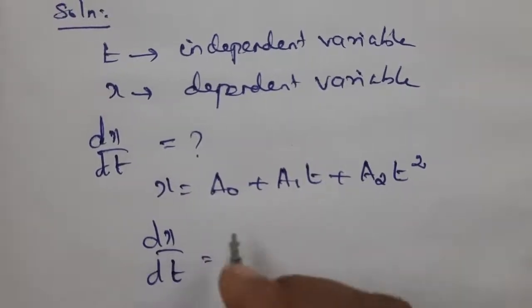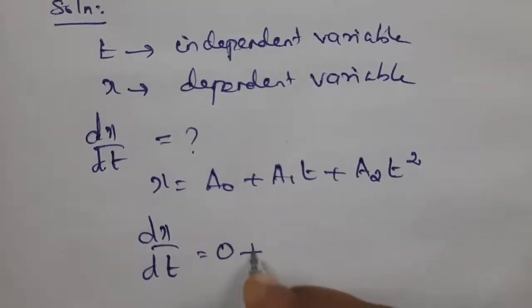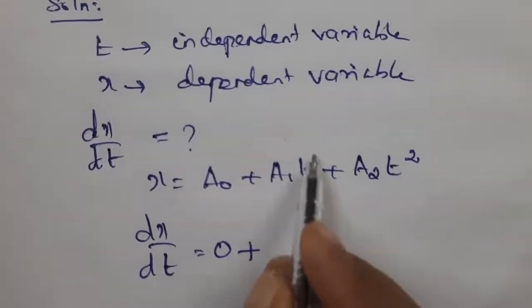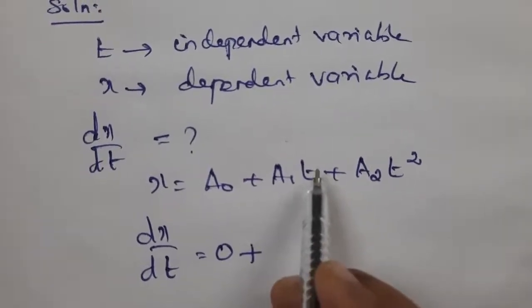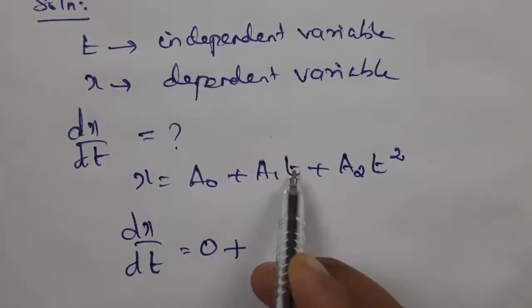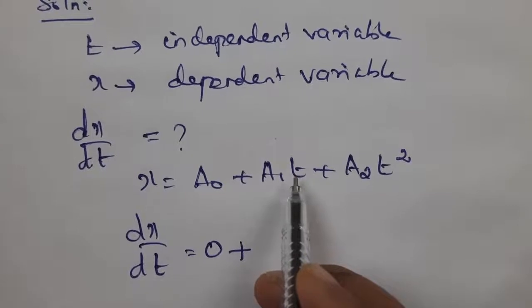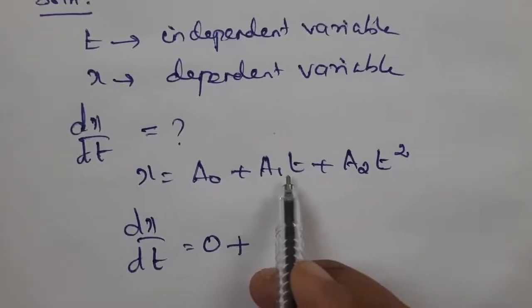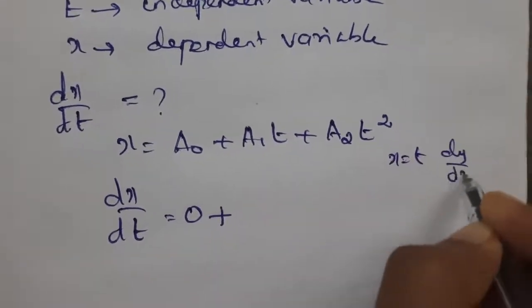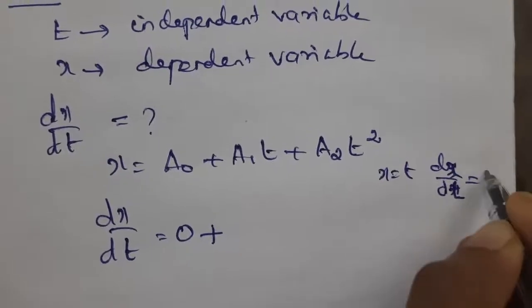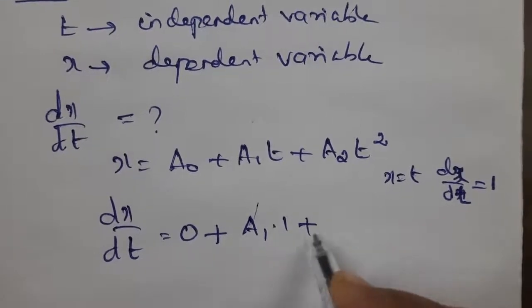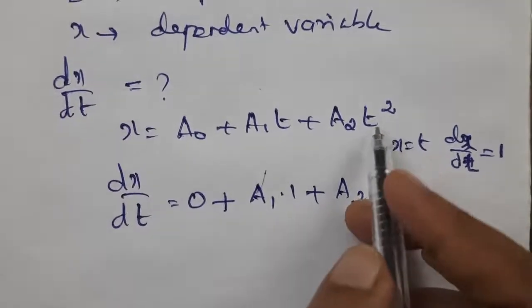So constant, when we are differentiating, we will get 0 plus a1 into t. Here t, the independent variable, is there, and a1 is the constant. So a1 into t. y equal to x means dy by dx is equal to 1. So here x is equal to t means dx by dt is equal to 1. So a1 into 1, plus a2 into, here, t square.